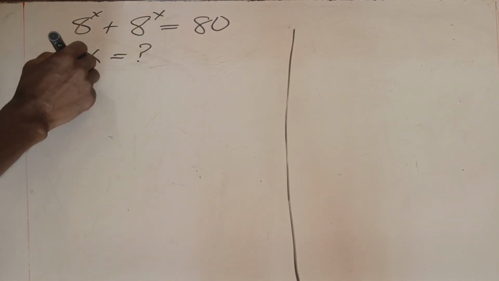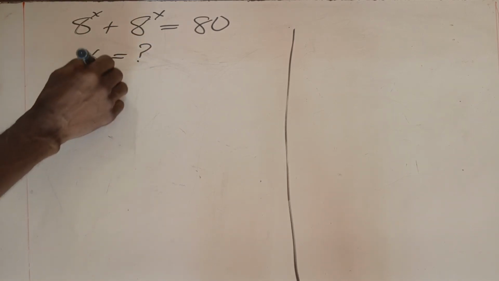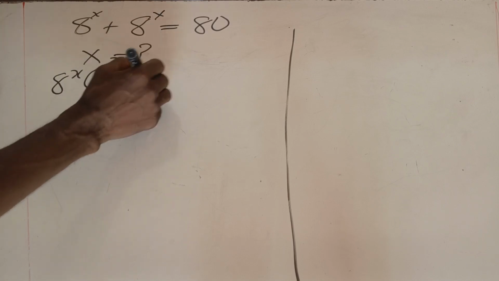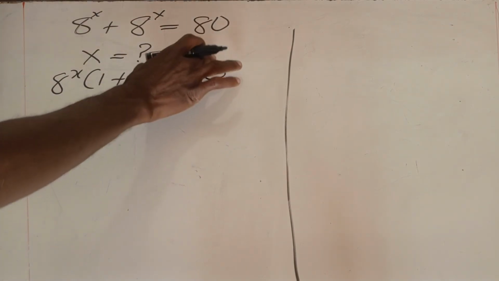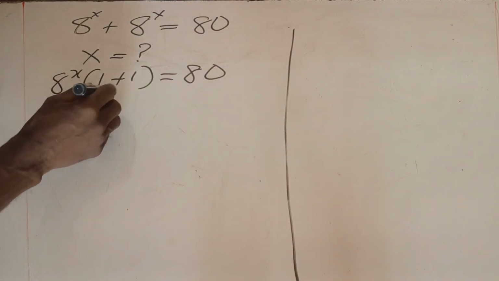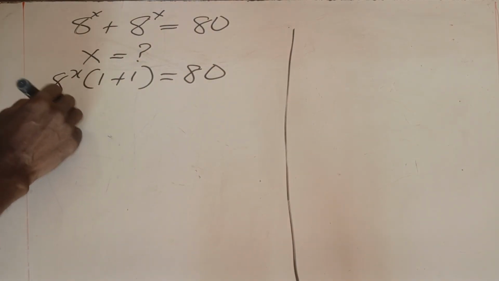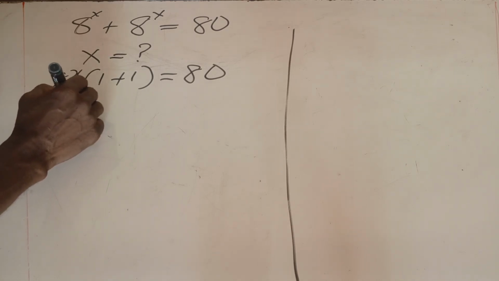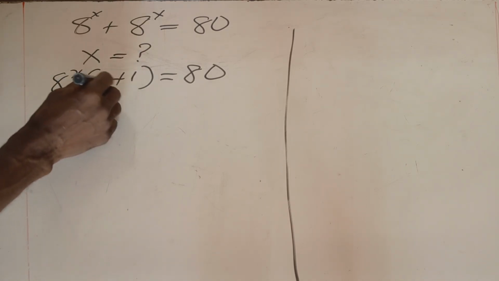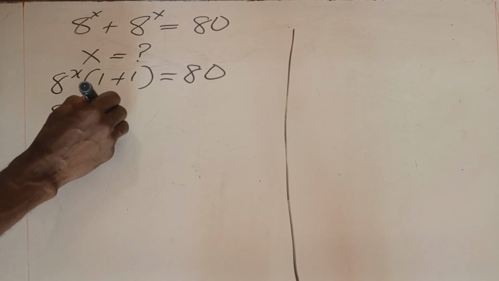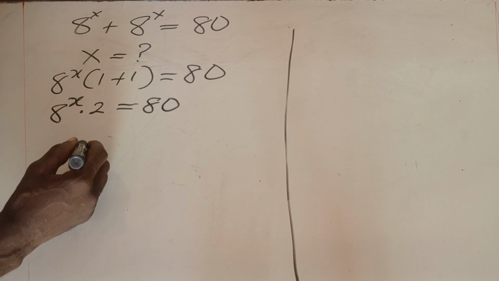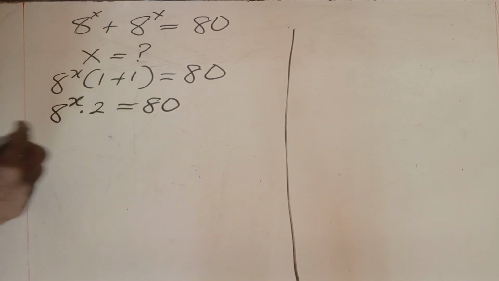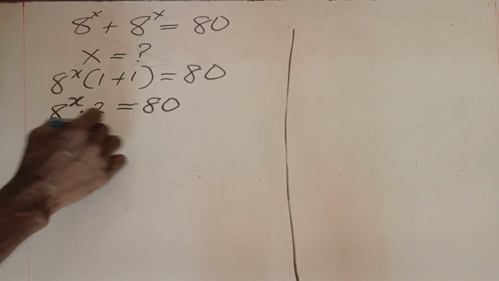We have 8^x times (1 plus 1) equals 80. This is the next step. We have 8^x multiplied by (1 plus 1 by 2) equals 80. Now we divide both sides by 2.